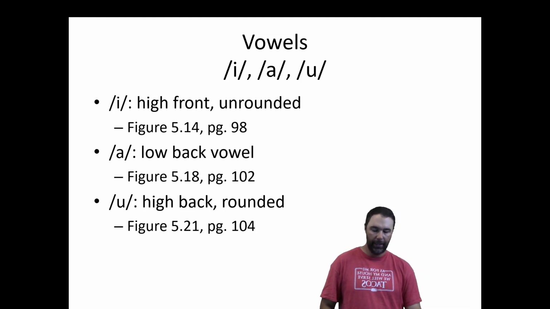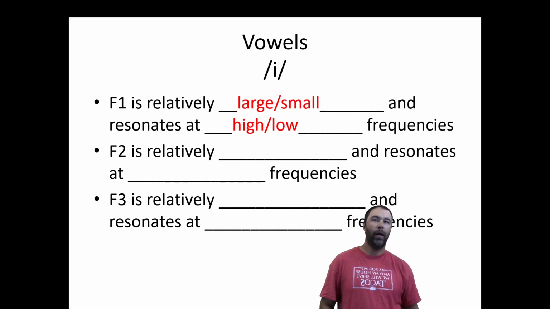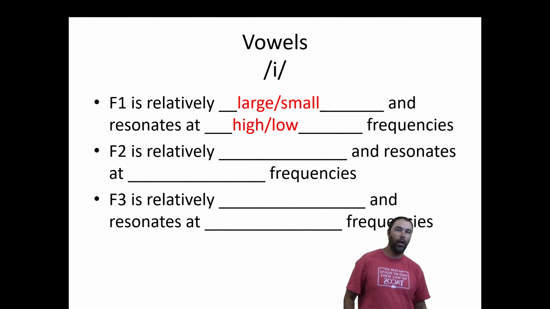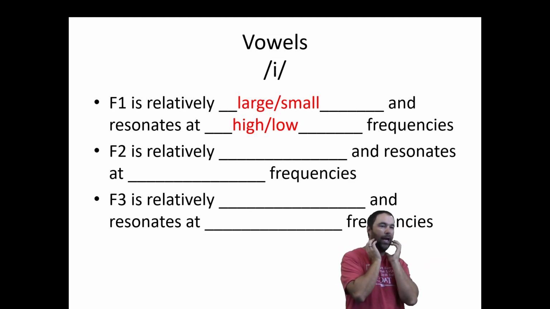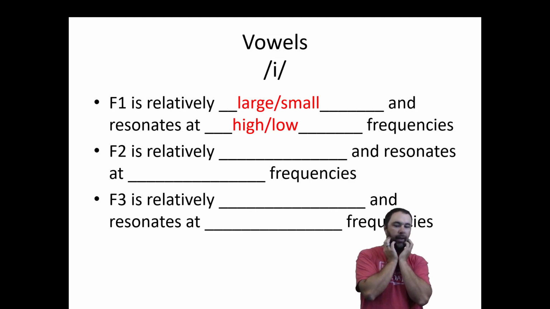All right, so let's think about E. E, first of all, is high front. Tongue is in the front. Right? F1 is going to be relatively what? If our tongue's in the front and F1's associated with the pharyngeal cavity size. Okay? Let's produce that one.